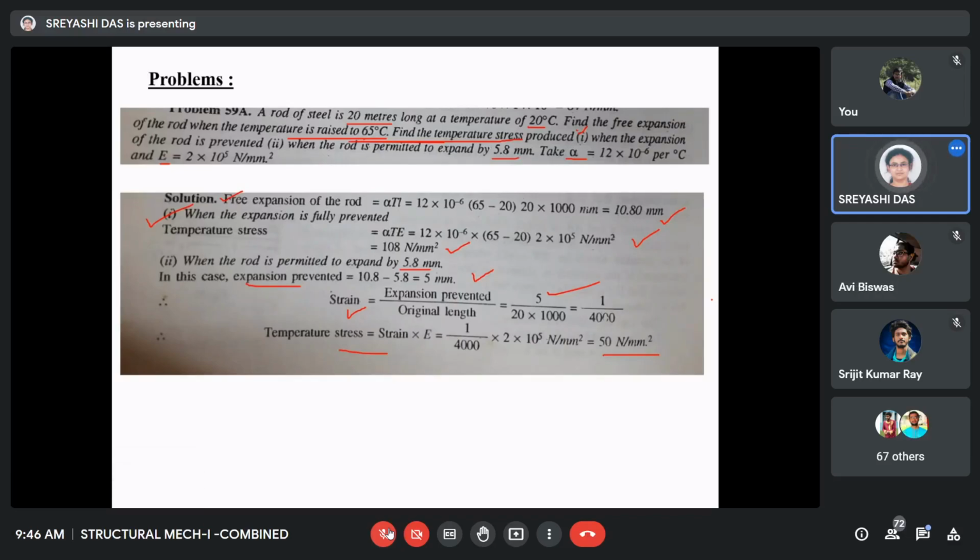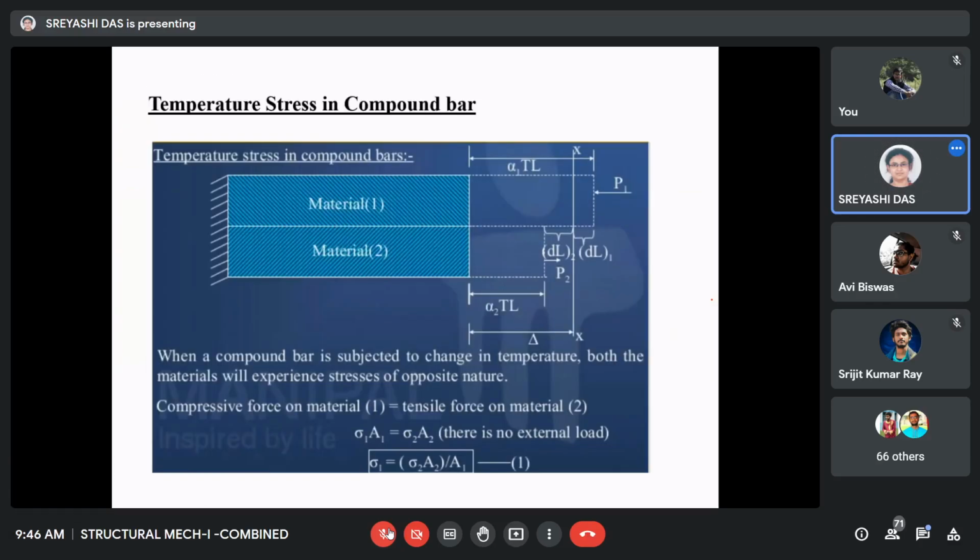Combine these cases means, suppose now our material is a composite type material or compound bar. So when the compound bar is subjected to temperature stress, then what will happen? Temperature stress in compound bar. Now, suppose this is a bar made up of two materials, material 1 and material 2. No support is shown at the right side.